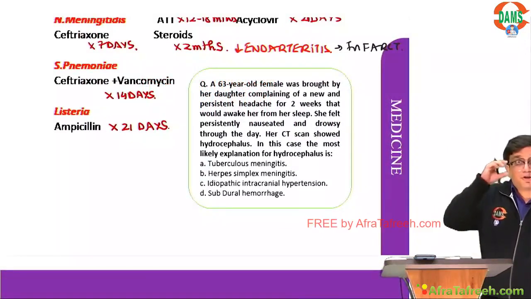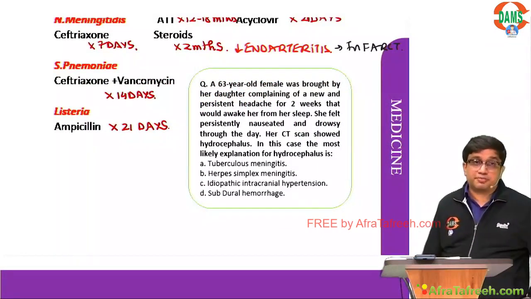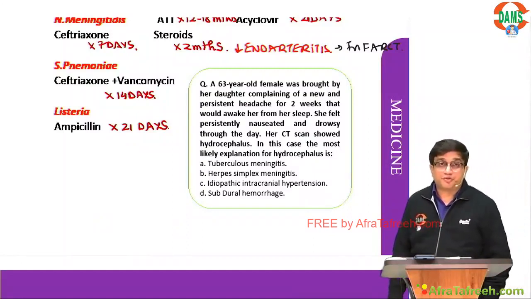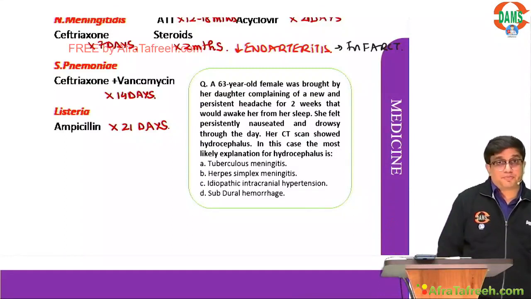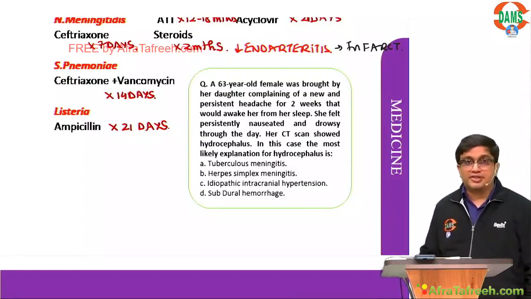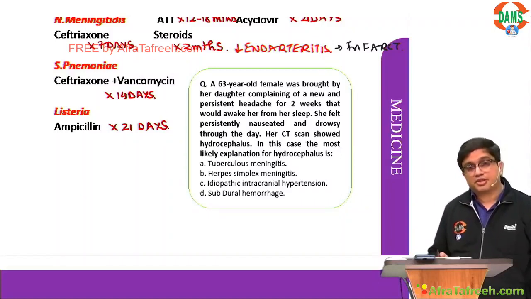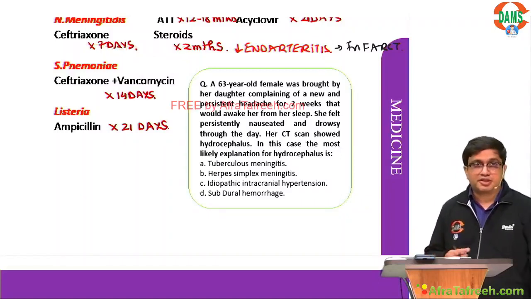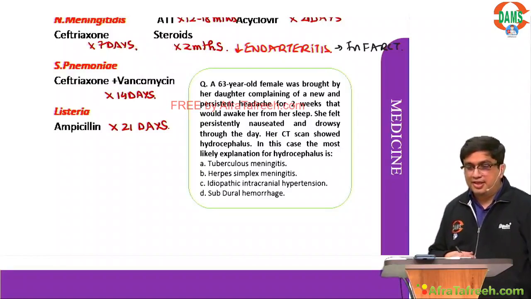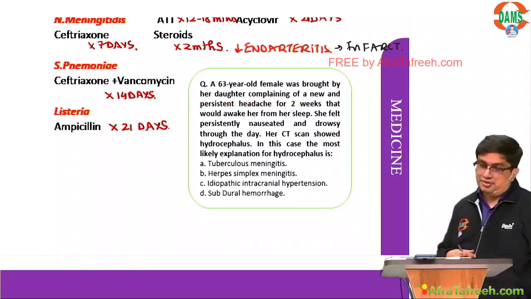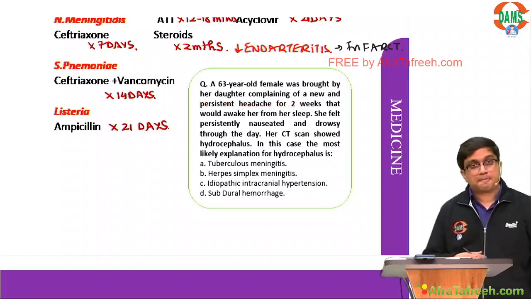A 63-year-old female was brought by her daughter complaining of new onset persistent headache for the last 2 weeks that would awake her from sleep. That means something related to what? Raised ICT. She felt persistently nauseated, drowsy throughout the day. Her CT scan shows hydrocephalus, raised ICT again. Which of the following is the most likely explanation for a hydrocephalus? Tell me.